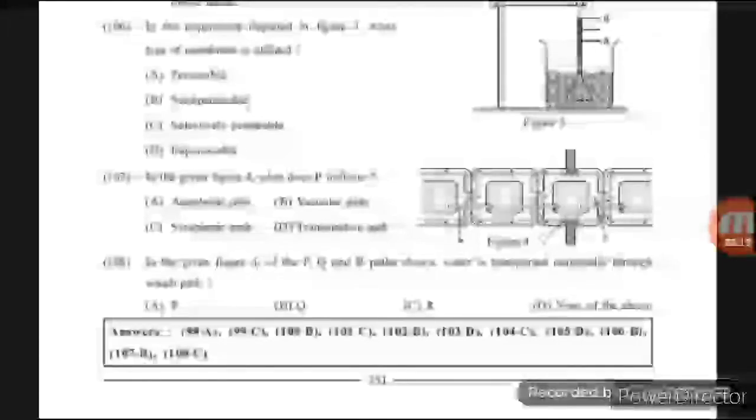And the next question is question number 107, and here again they have asked a question on another diagram in the given figure. In this given figure, what does P indicate? They have given P, Q and R, three labelings. What does P indicate: apoplastic pathway, vacuolar pathway, symplastic pathway, or transpirational pathway?